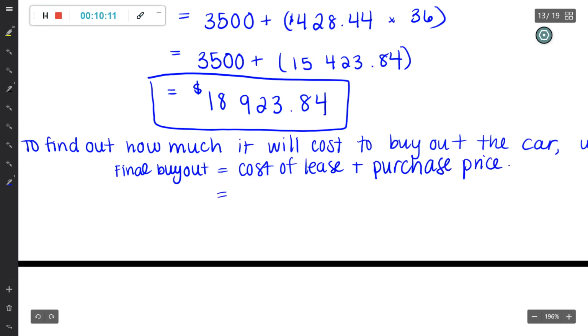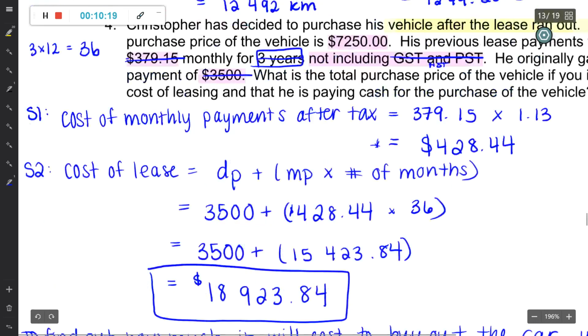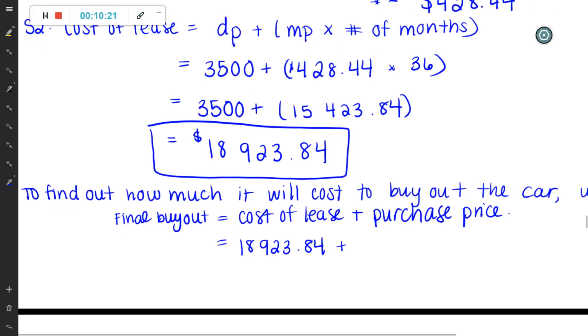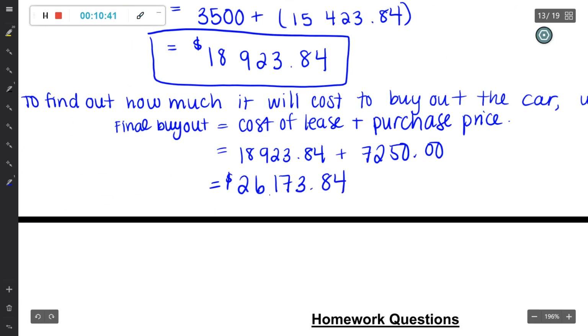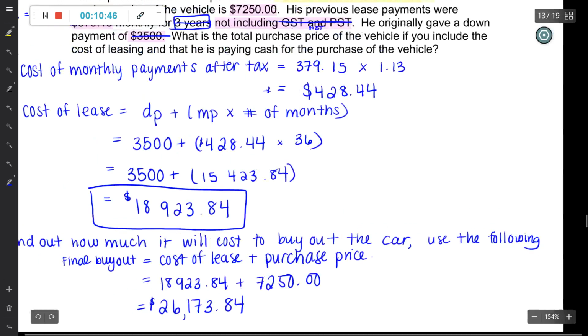Okay. So the cost of my lease we already found was $18,923.84. And then they tell us the purchase price is $72.50. That's how much we agreed upon. Right? And we're just going to add that together. There's no extra cost. You've already been licensed. All of that has already been done. Okay. So it's $26,173.84. So I'm just going to write that in.